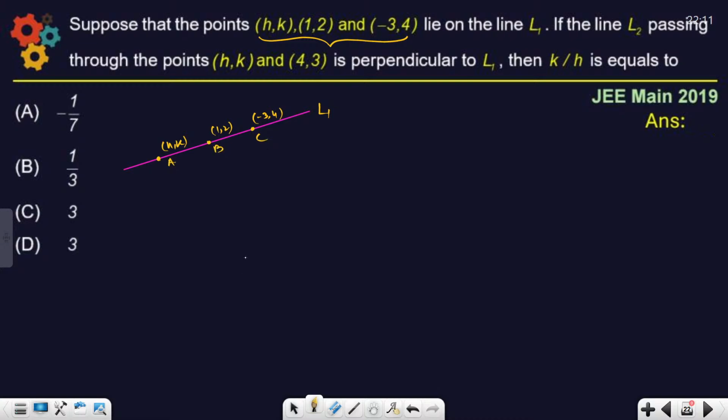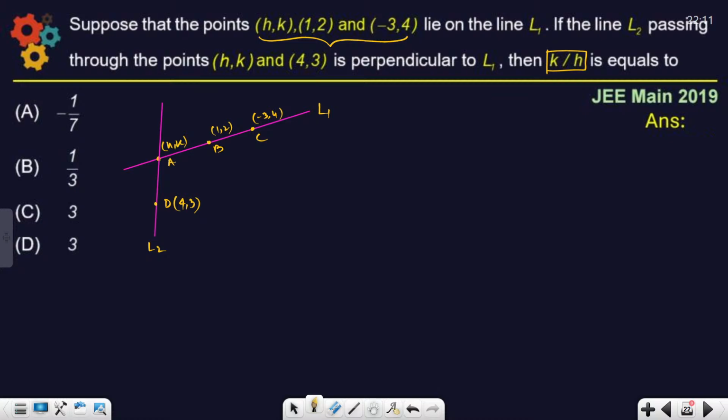If the line L2 is passing through the point (h, k), so there is another line which is passing through (h, k). This is my second line L2. And they have said that this line is passing through 2 given points: one is (h, k), another point is (4, 3). Let us say this point is D, which is (4, 3). Now you have to find the ratio k over h. That's the question. So how to attempt this? How to do this sum?